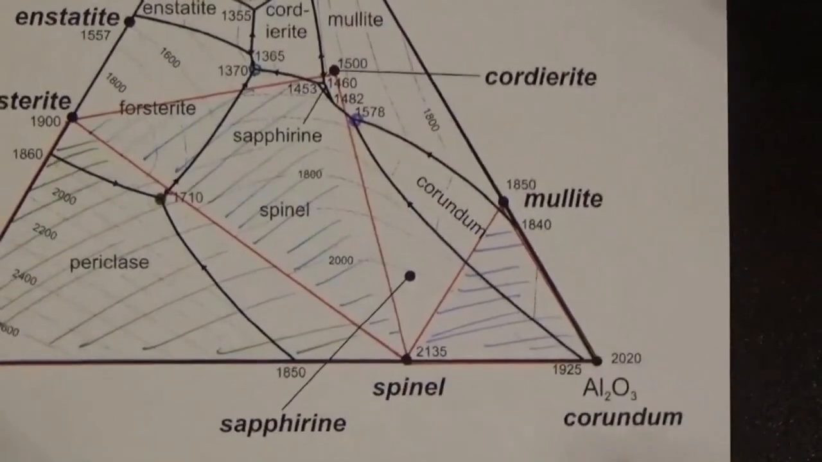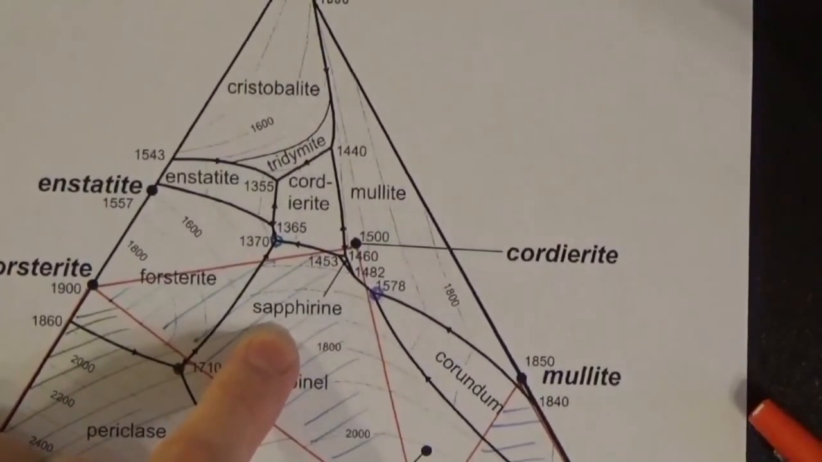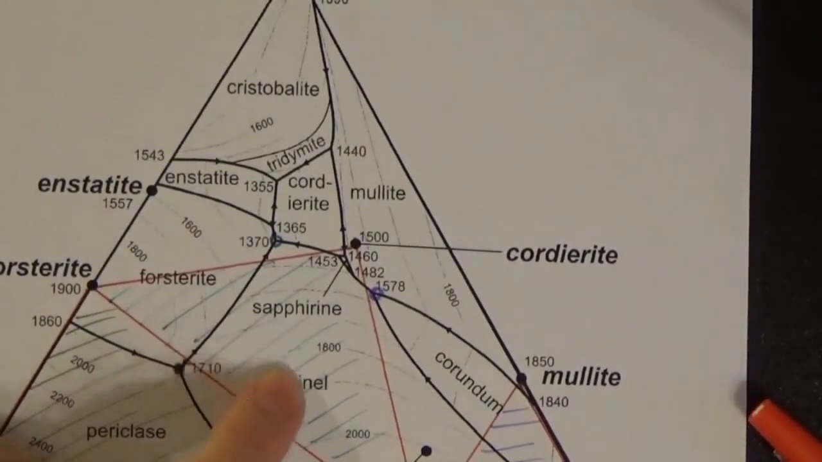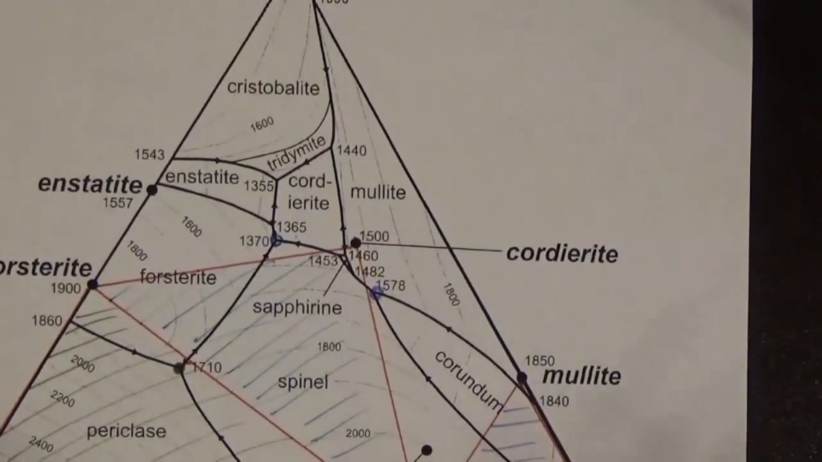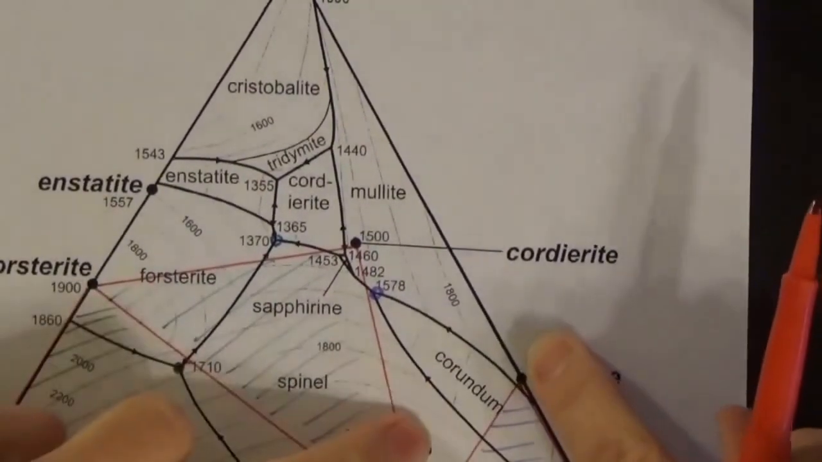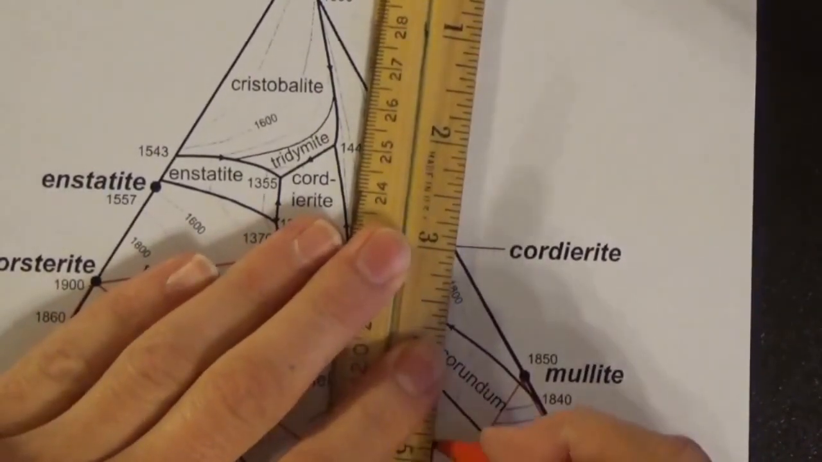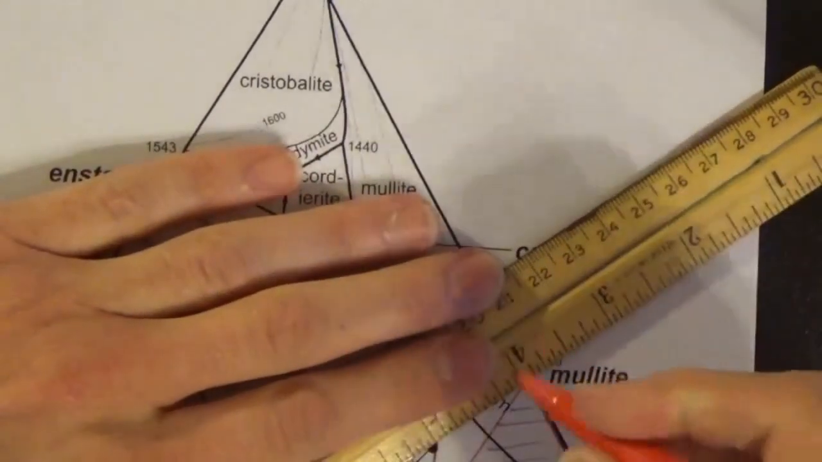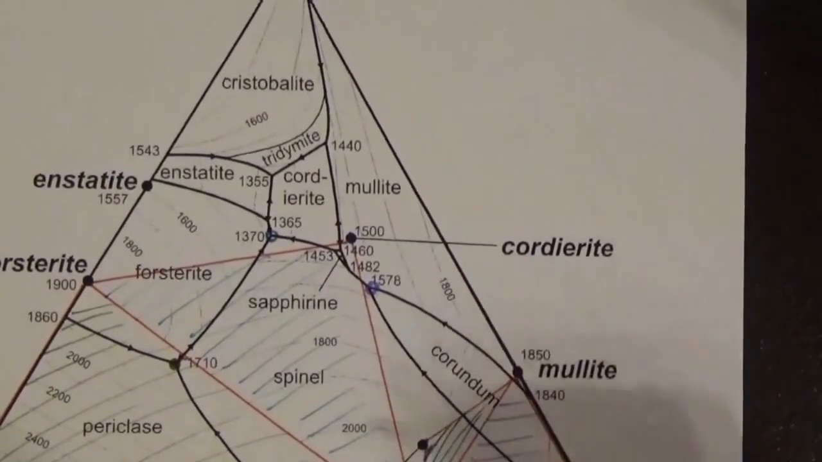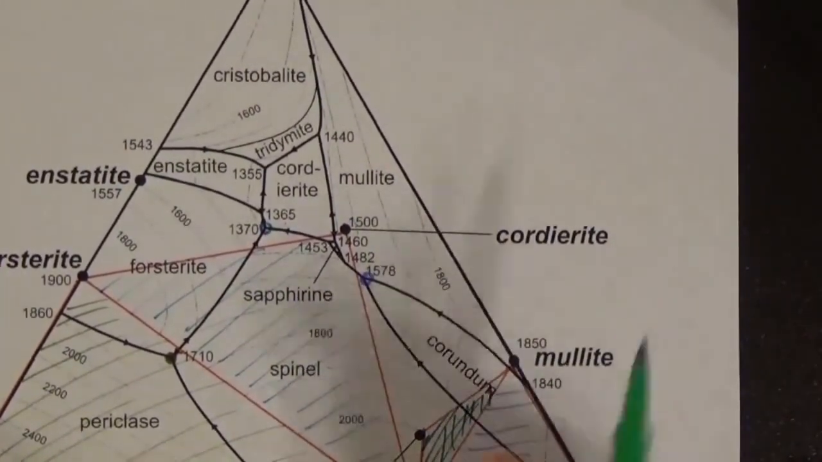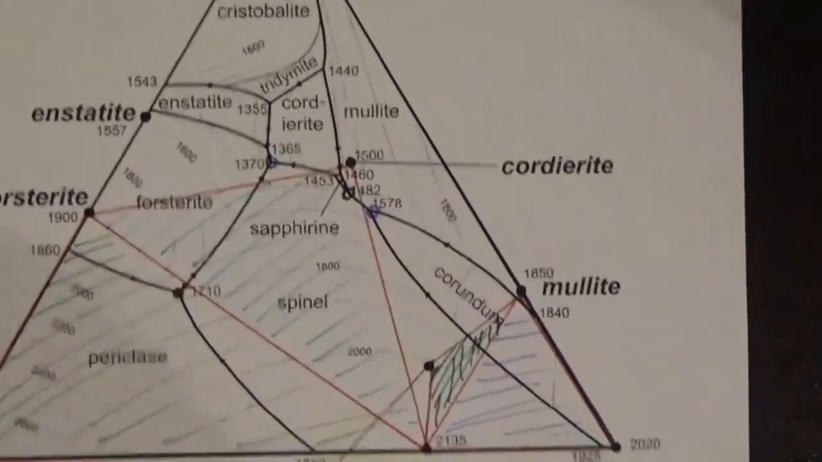Let's look at, what else do we got? Well, that little triangle, you can see right there, that is sapphirine, I guess. So somewhere we have sapphirine, mullite, and spinel. So let's see. Here's sapphirine, here's spinel, and here's mullite. So that means that this compositional triangle here is going to wind up solidifying here. So that's kind of interesting.